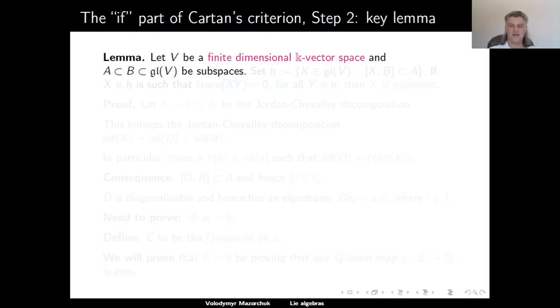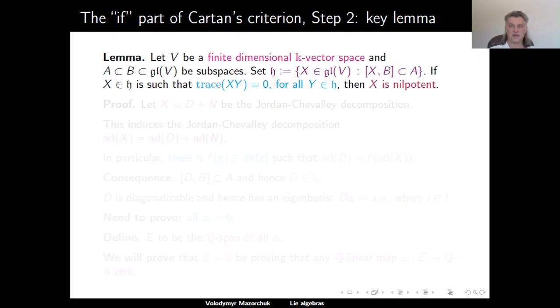Let V be a finite dimensional K-vector space and assume that we have a pair of subspaces. A is a subspace of B and this is a subspace of gl(V). Define the set H as the set of all X from gl(V) such that the commutator of X and B belongs to A. Assume that X is an element of H such that the trace of X times Y is 0 for any element Y in H. The claim of the lemma is that such X is nilpotent. Let's try to prove it.